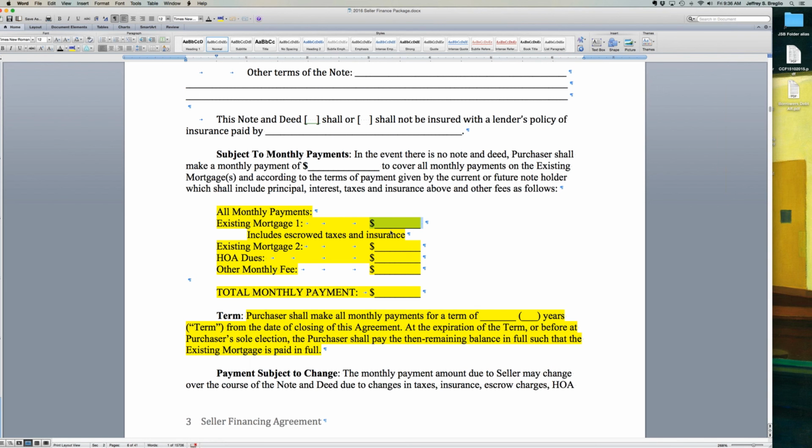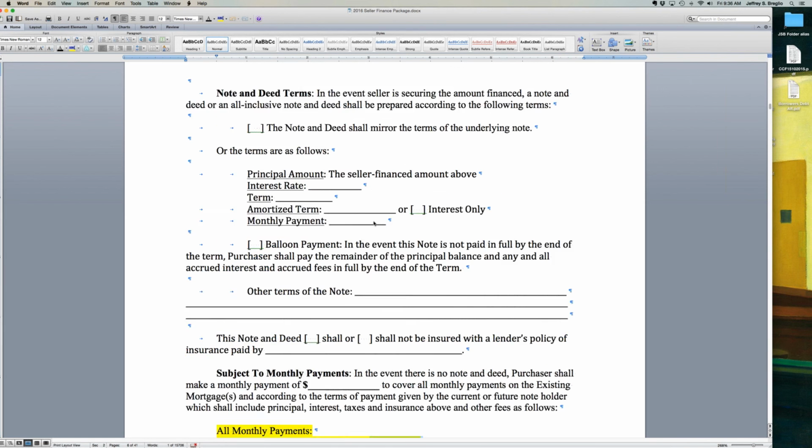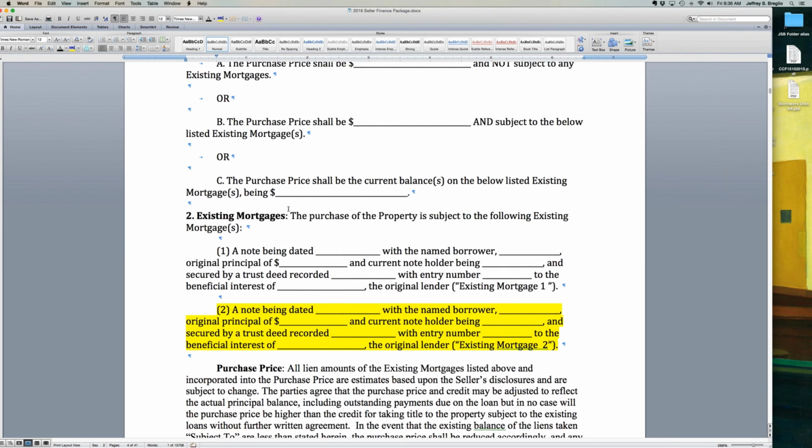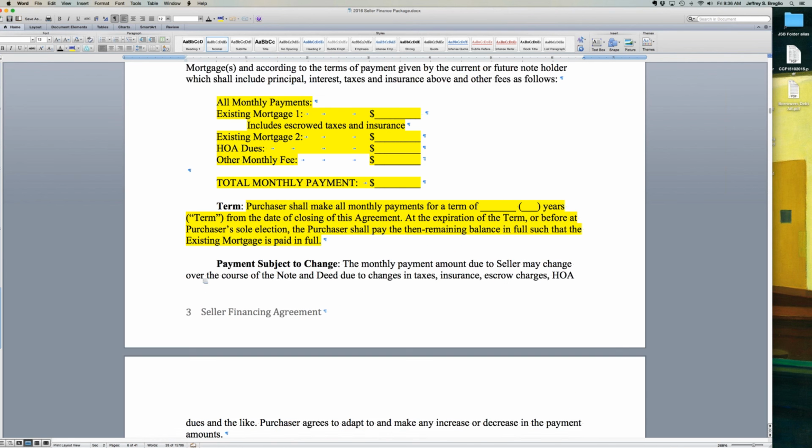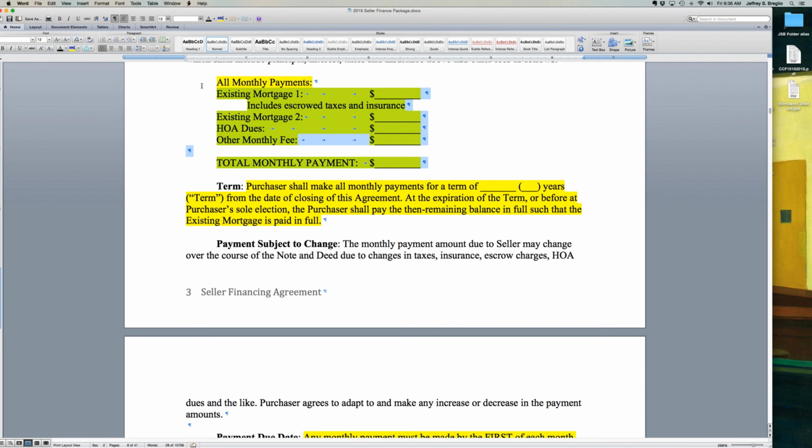So that is maybe the first difficult part, this note and deed amount. That's probably one tough spot, and this is probably the second tough spot: just figuring out what is included in these payments, and you've got to know that.